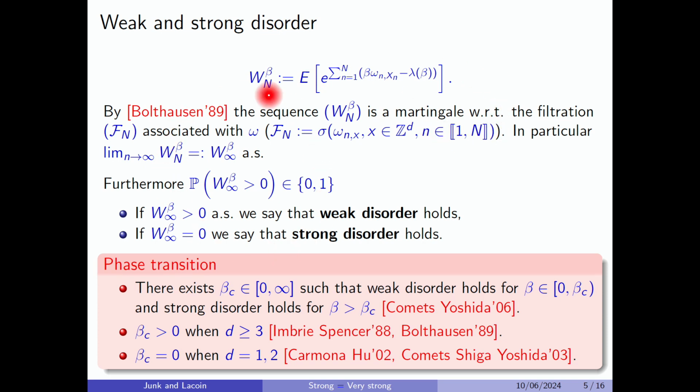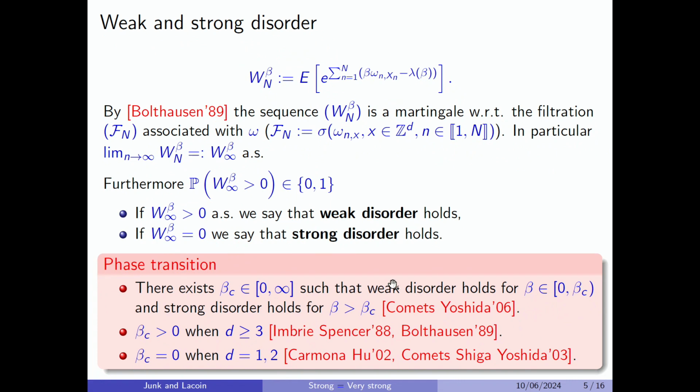Okay, and it's a non-negative martingale, so for free you have that it converges to some limit. And if you think a bit more about it, you can see that either this limit is equal to 0 with probability 1, or it's strictly positive with probability 1. Just because the event that the limit is 0 is measurable with respect to the tail sigma algebra. You have to be a bit careful when you check this, but this is not difficult. Okay, so this justifies the following dichotomy.